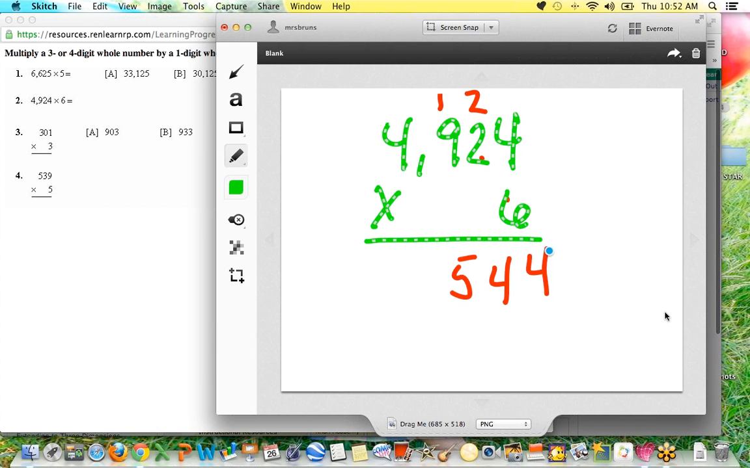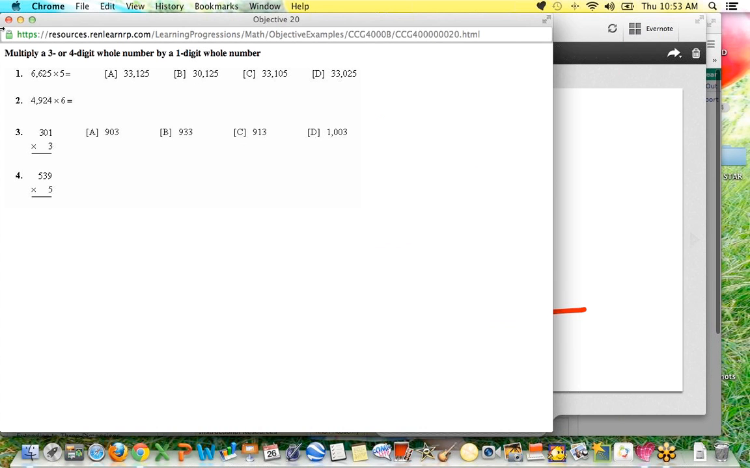I don't think it's 45. I think it's a little bigger. I think it's 54. And then plus 1 is 55. Then I would carry my 5. 6 times 4 is 20. Plus 5 is 25. So my final answer would be 25,544.